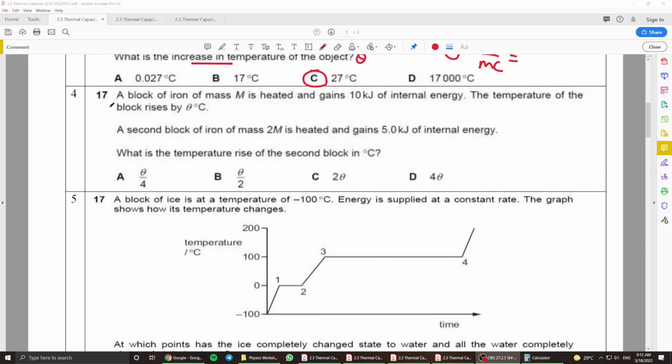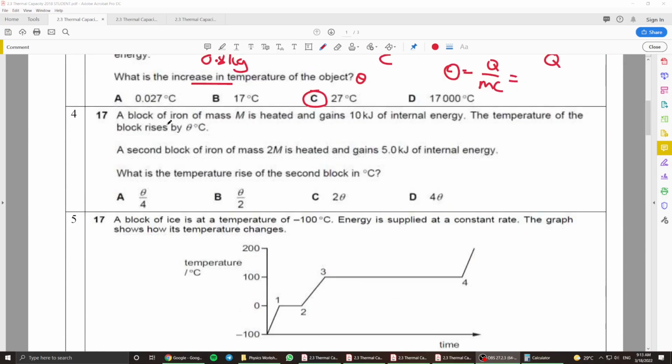Okay, looking at question 4, what do they want from you? A block of iron, mass M, is heated and gains 10,000 joules of internal energy. The temperature rises by theta degrees Celsius. A second block of 2M is heated and gains 5,000 joules of internal energy. What is the rise of temperature in block C here?